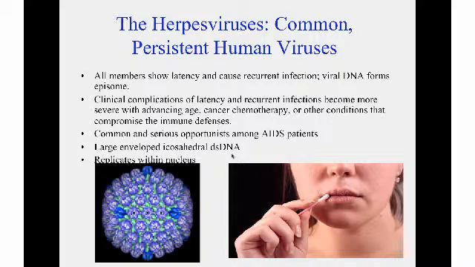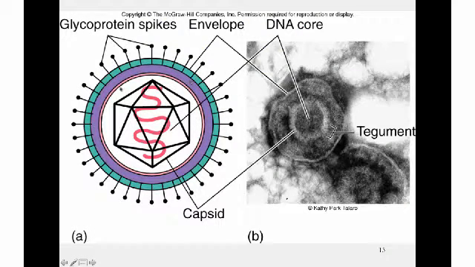Onto the Herpesviridae. So these are common, persistent human viruses. So all members of this group show latency and cause recurrent infection. The viral DNA forms an episome, and some of these infections can cause serious long-term, even metastasis or carcinoma in the case of AIDS patients. So the Kaposi sarcoma, for example. And these guys will replicate within the nucleus. So here's a cartoon image on the left and an electron micrograph on the right.